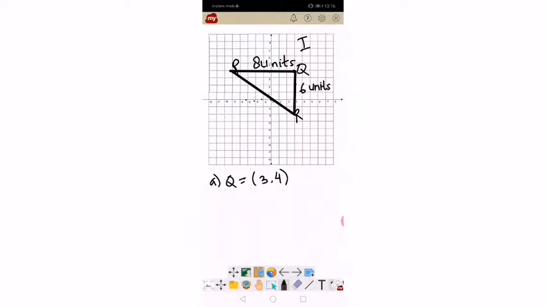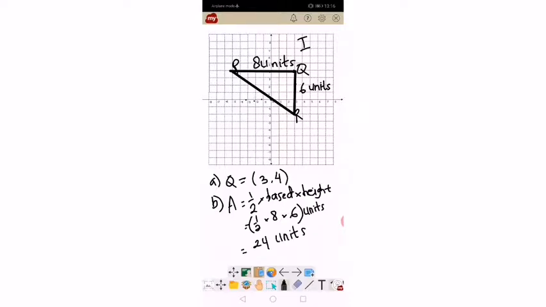Okay, so if we find the area of triangle, it is half times base times height, and that's equal to half times 8 times 6, and then I put units at the end, so it is 24 units. That's for question number 6. And then question number 7.